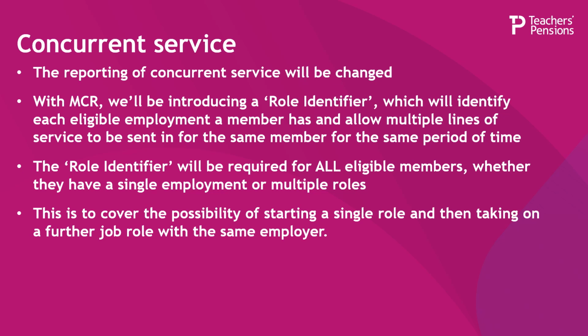It could be as simple as a member having one contract within one role, and their role identifier would read 1/1. If that member were then to take up a second contract, in addition to their first, their second role identifier could be 2/1 for their second contract.